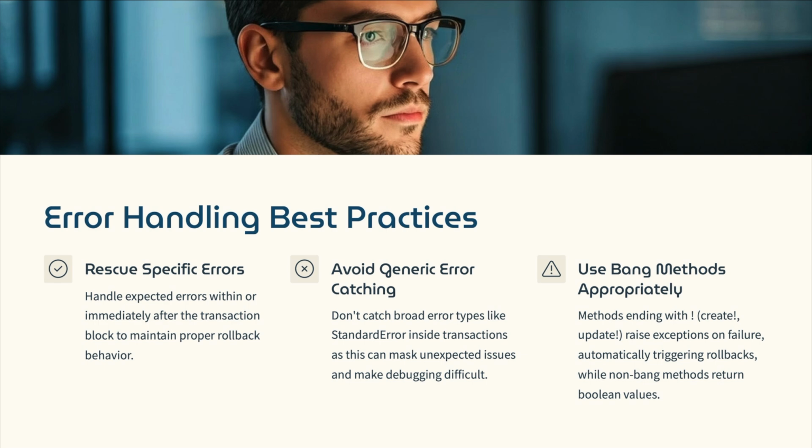Whereas if you just use user.save, it would just return false. The transaction would happily continue, potentially committing other changes later, leaving you with inconsistent data unless you manually checked that false return value and raised an error yourself. So yeah, inside transactions, those bang methods are often your best friends for ensuring failures trigger rollbacks.